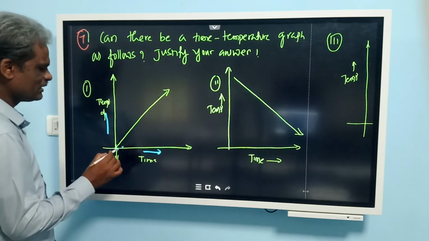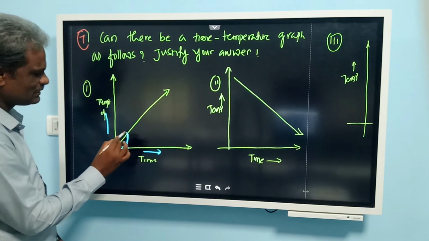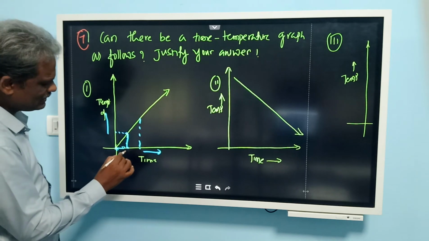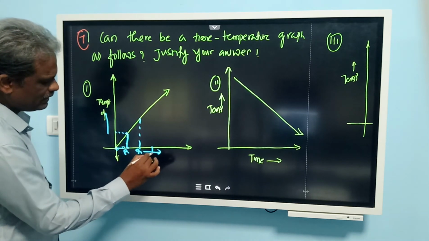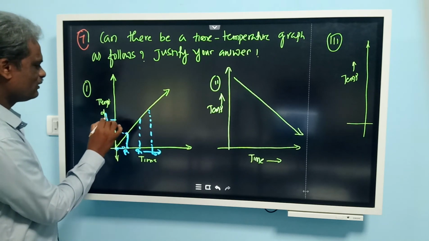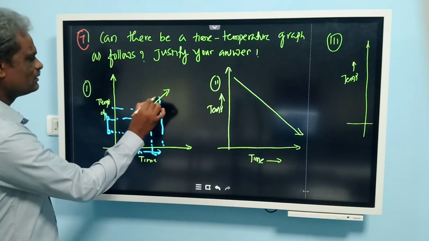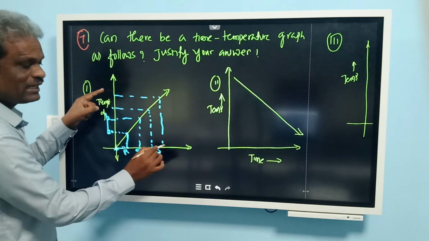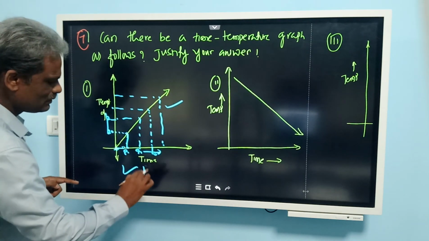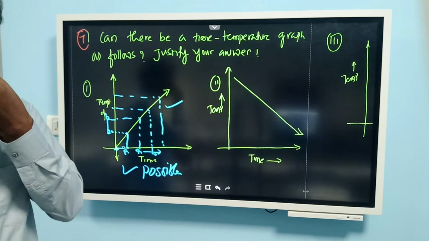Then temperature is also increasing. If you come to this time, you can see the temperature is here. If I take this as 8 a.m., 9 a.m., 10 a.m., then at 10 a.m. the temperature is 20 degree, 22 degree like that, means it is increasing only. You can see everywhere the temperature is also increasing. As the time increases, temperature also increases. So this is possible. When the time increases, the temperature may increase.